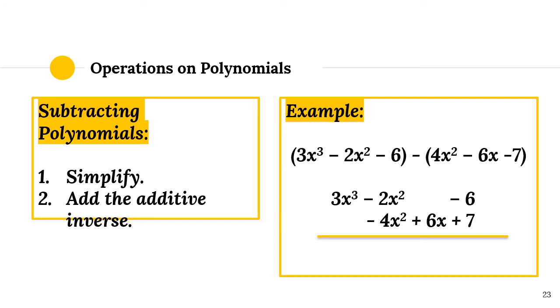Adding them up now that you have the additive inverse of the second polynomial, we have negative 6 plus 7 is positive 1. 6x carry down. Negative 2x squared minus 4x squared is negative 6x squared. 3x cubed is carried down. This is the final answer.